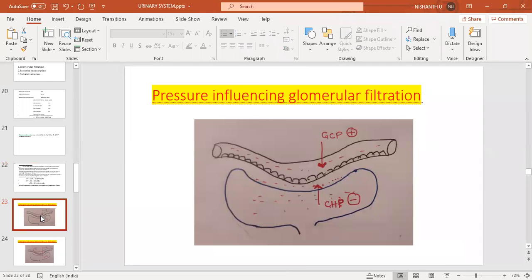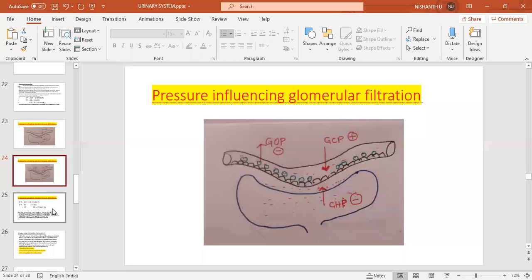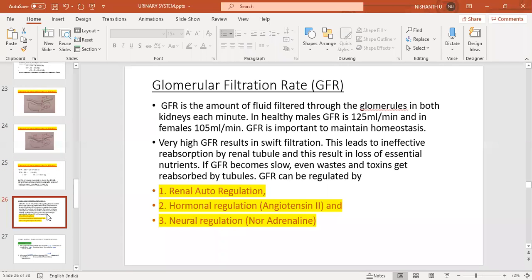Now we have to discuss the glomerular filtration rate. This is important from an examination point of view and a very complicated topic, a very interesting one. Glomerular filtration rate is the amount of fluid filtered through the glomerulus in both kidneys each minute. That means the amount of filtration taking place per minute in both kidneys. In healthy males, the glomerular filtration rate is 125 ml per minute, and in females 105 ml per minute. On average, we will take 120 ml.